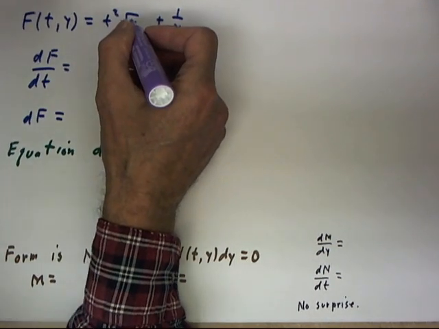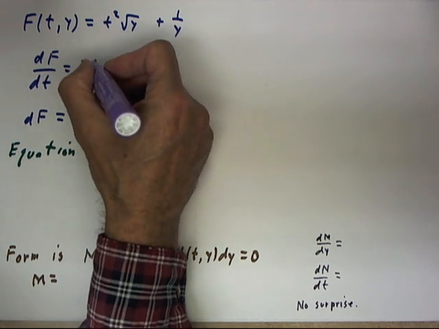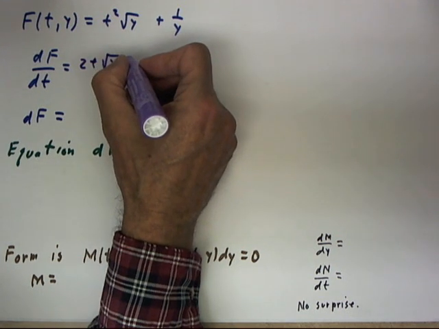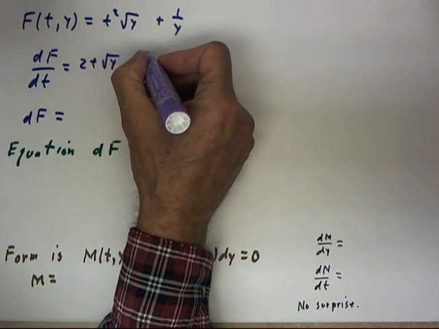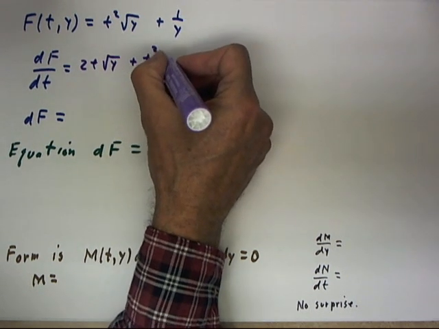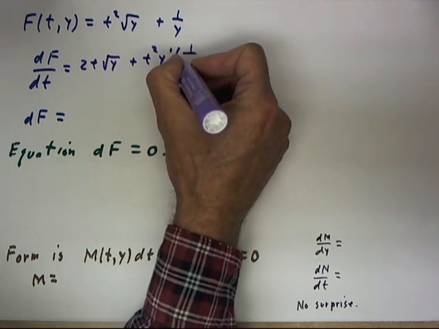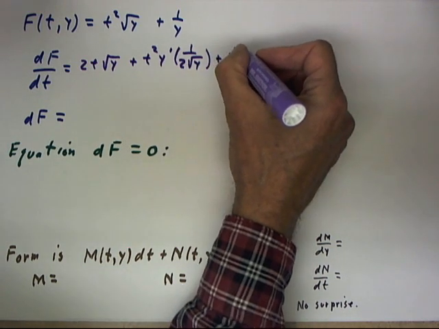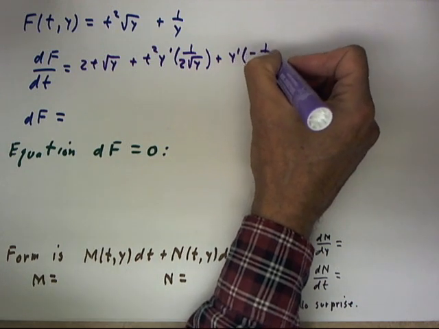Treating y as a function of t, df dt is 2t square root of y plus t squared y prime times 1 over 2 square root of y plus y prime times negative 1 over y squared.